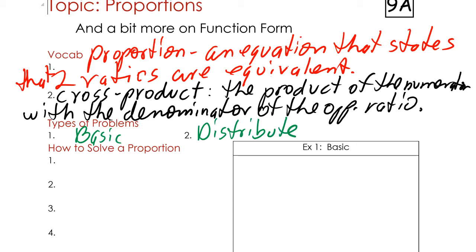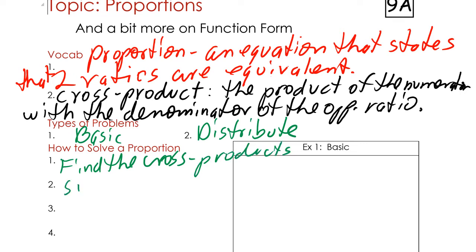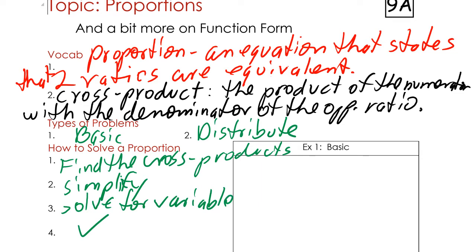All right, so to solve, we will find the cross products. That is, we will cross multiply. Then we will begin to simplify. That is, to combine like terms or distribute, whatever we need to do to isolate the variable. We'll solve for the unknown variable, and then we will check to see that our work is correct. The nice thing about equations is you can always check.